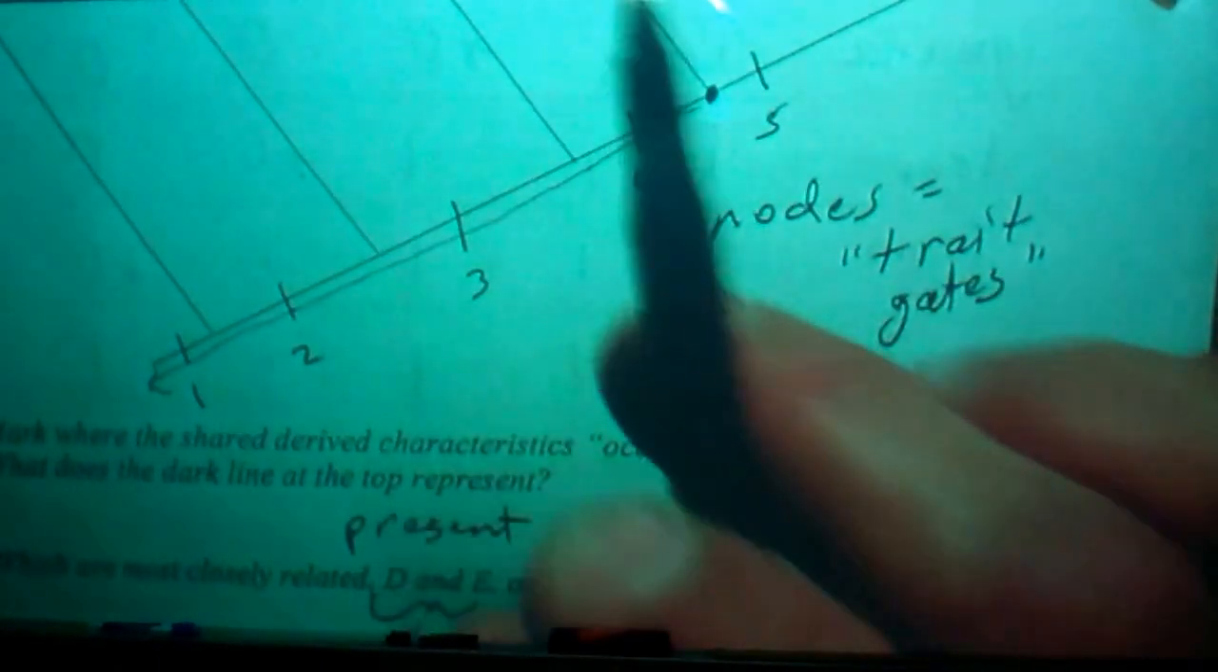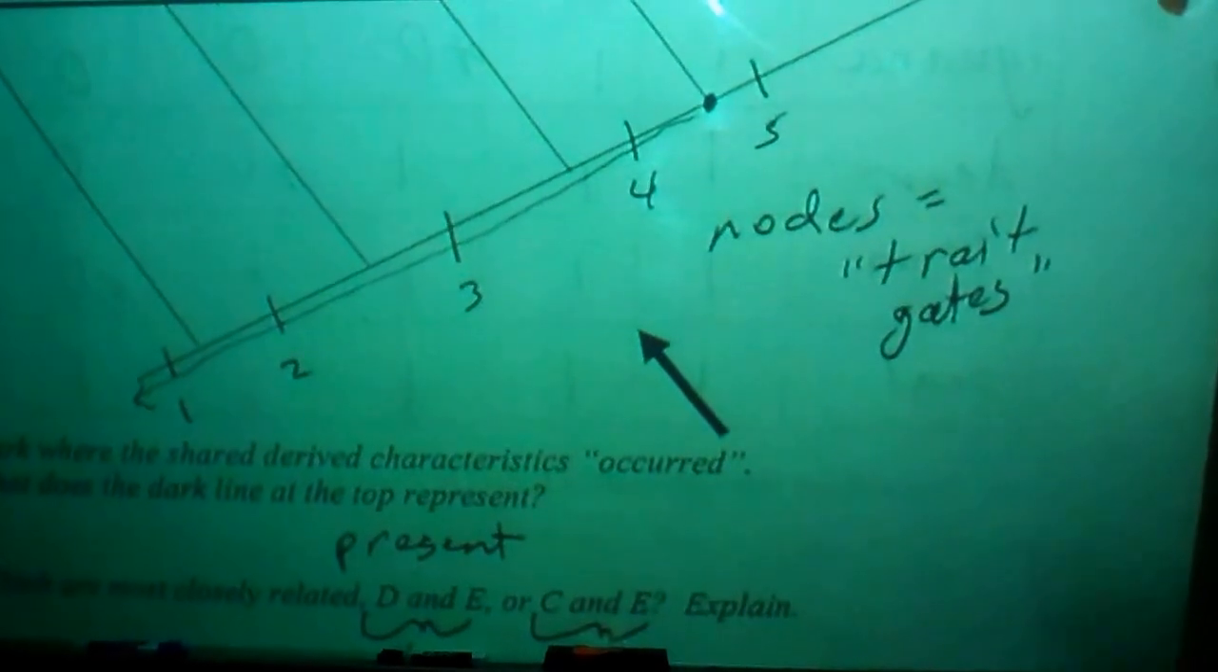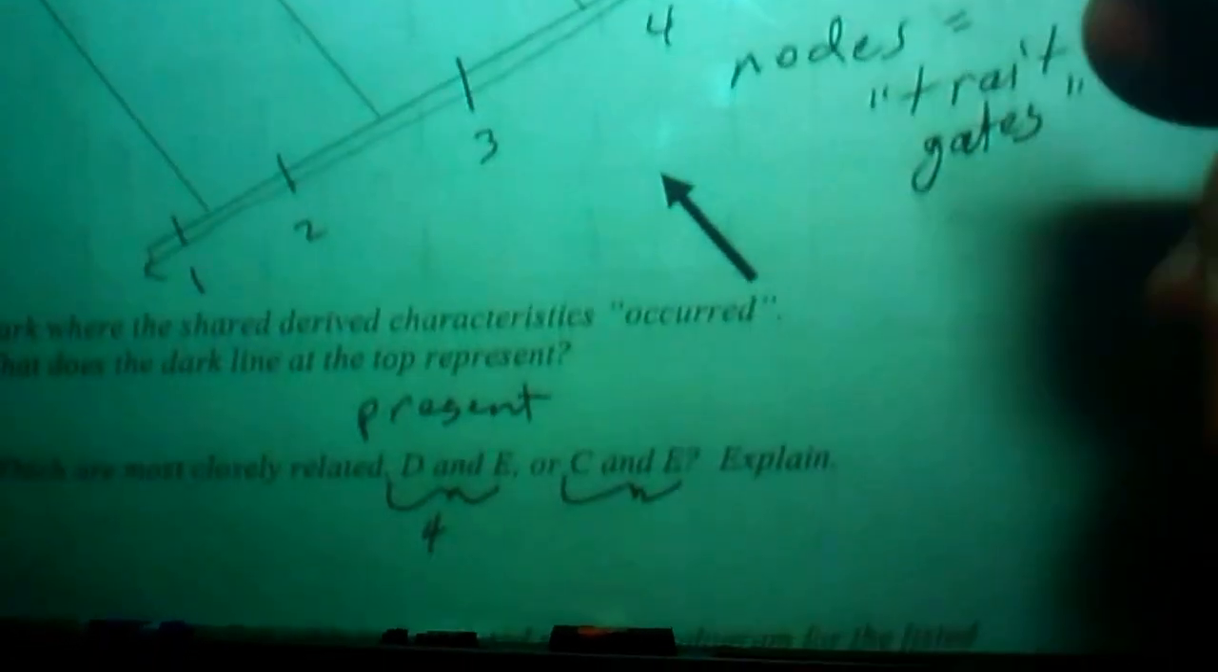And again, these traits could represent anything, just like A, B, and C don't represent anything other than some random organism that we're going to use for the example of figuring out how to do these cladograms. C and E, the last place that they met, was right here. So again, you count back the other way, the same way, and you go down, and you see how many traits they have in common. C and E only have 3 traits in common.